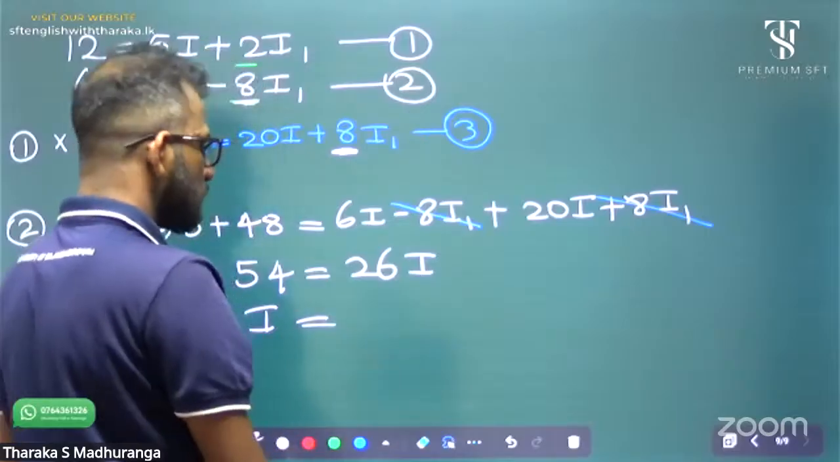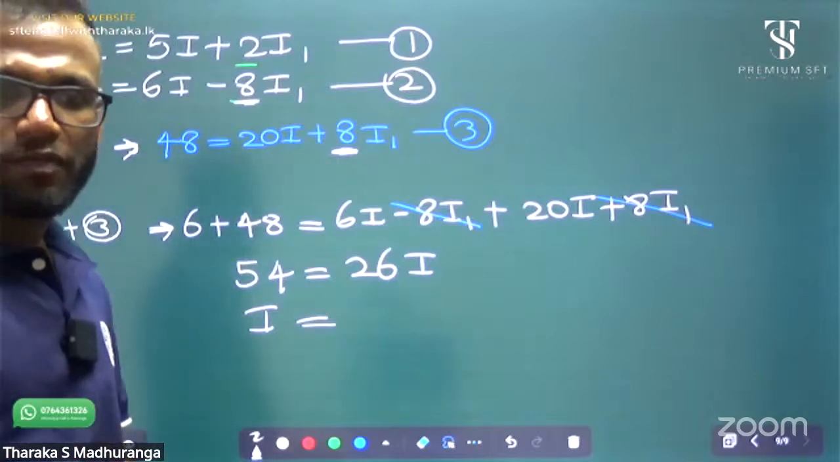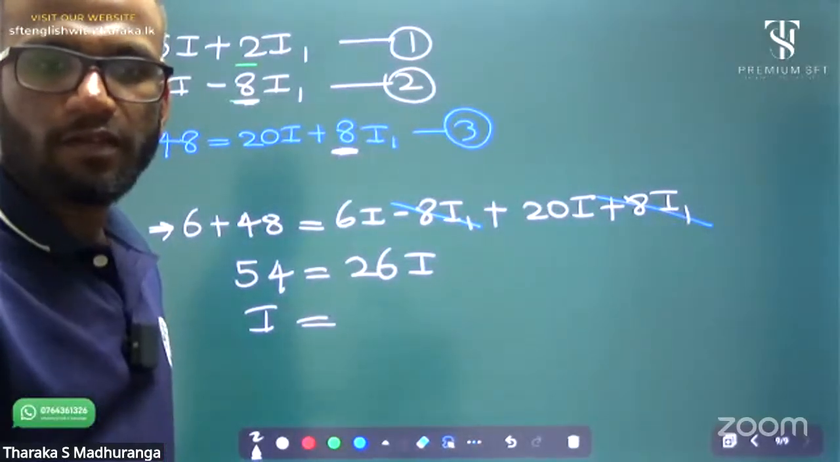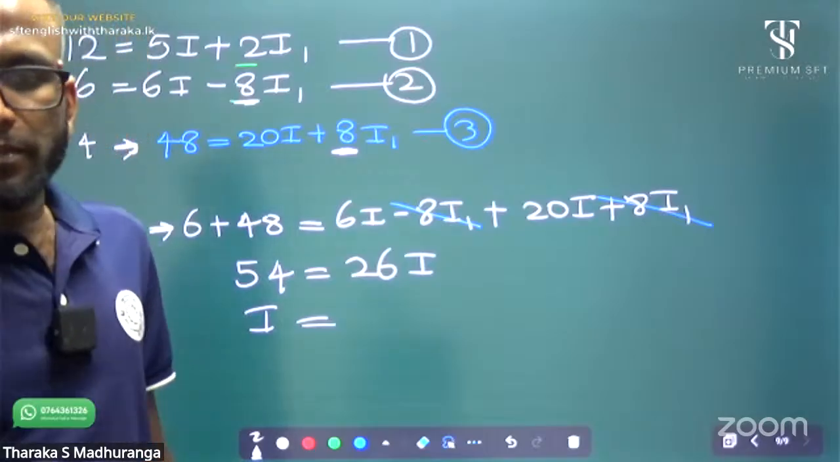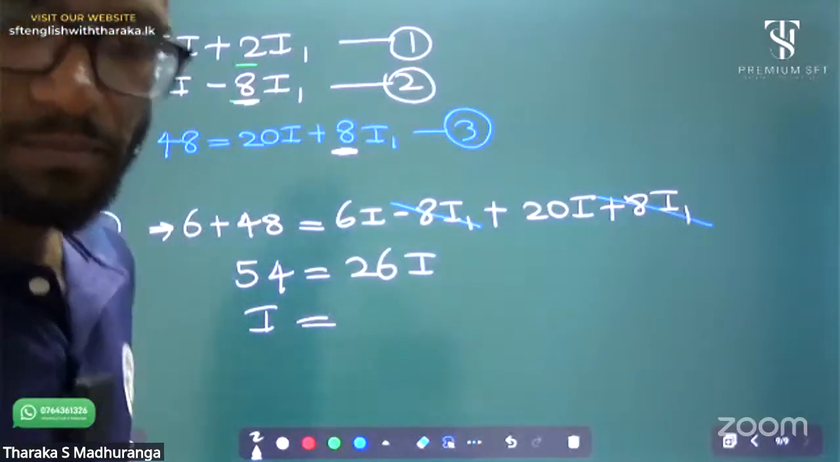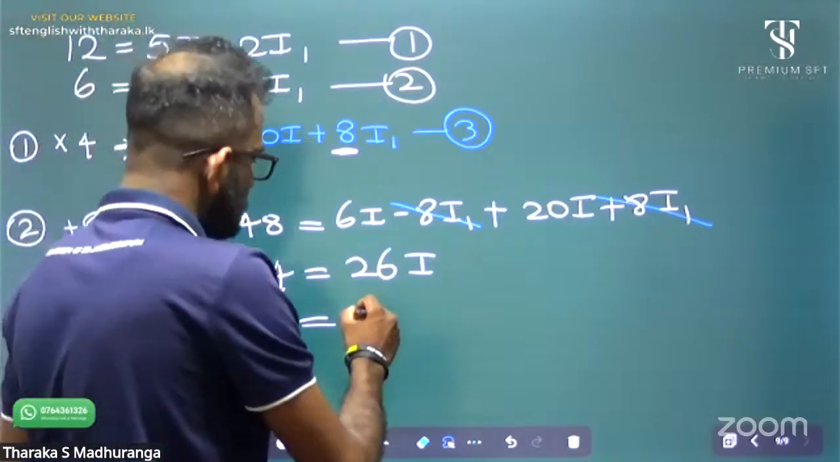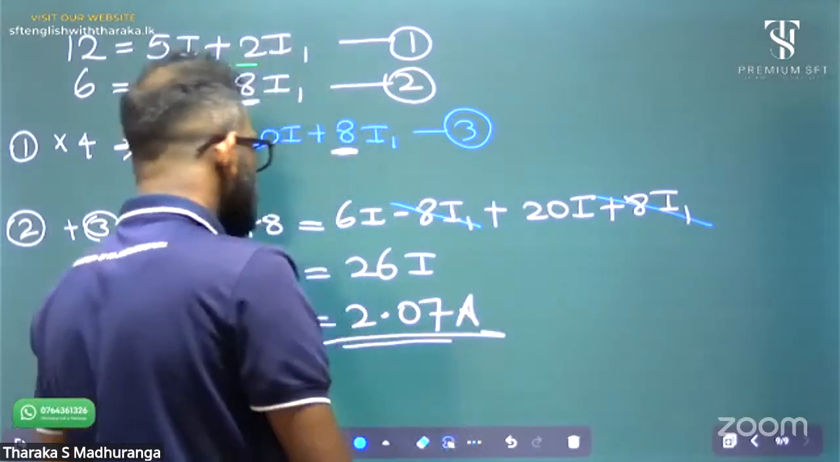Okay, can you find the value of I? 54 divided by 26? 2.07. Good. 2.07 ampere. Okay, this is the I answer.